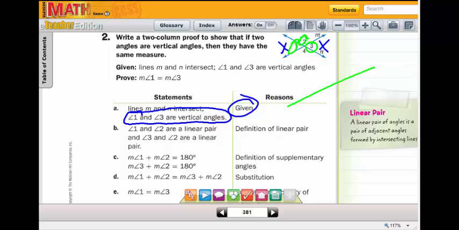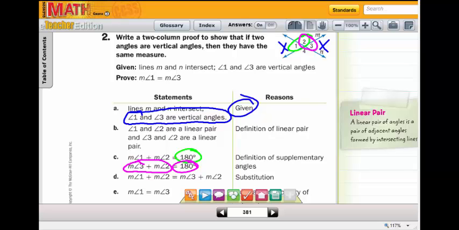So we can make a couple of statements here. We can say that the measure of angle 1 and 2, right there, is 180 degrees. That's the definition of supplementary angles, because they're a linear pair, they lie on the same line. Then we can also say that 3 and 2 equal 180 degrees. So we have the measure of angle 1 plus the measure of angle 2 is 180 degrees, and the measure of angle 3 plus 2 is 180 degrees.